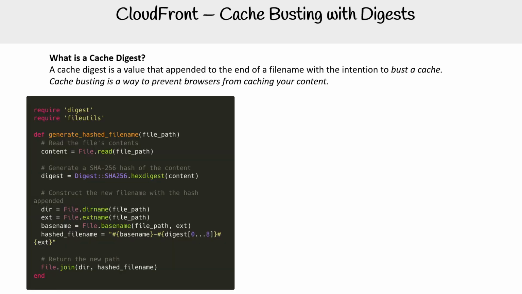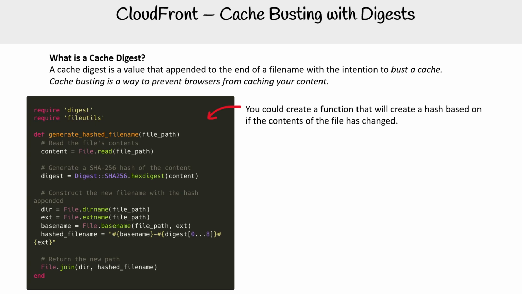So here's an example that is implemented in Ruby because you basically have to code it. That's the only way you're going to be able to do this. So we create a function, and the way it works is it's creating a hash based on if the contents of the file has changed. So in this case, what we're doing, I'm just getting my pen tool out here so you can see what's going on. But we have a file path, we read the contents of it, and then we use SHA-256 and we create a hex digest.